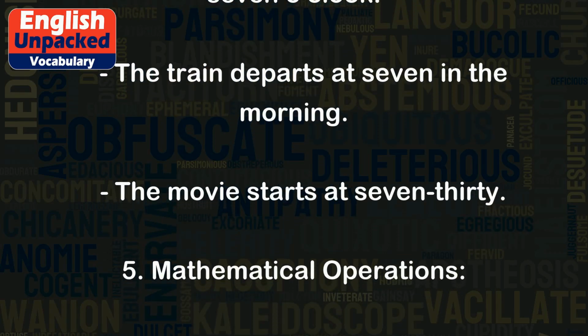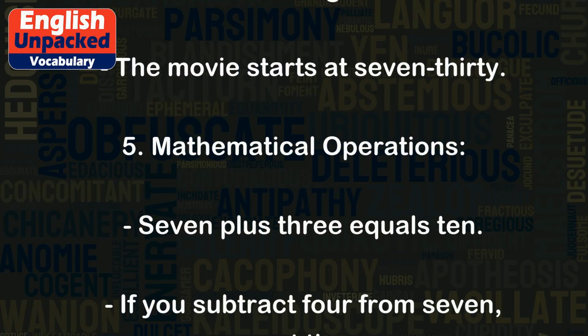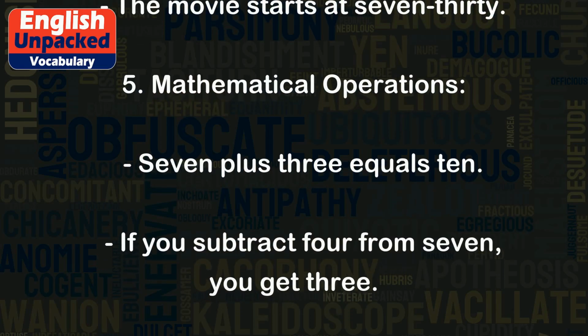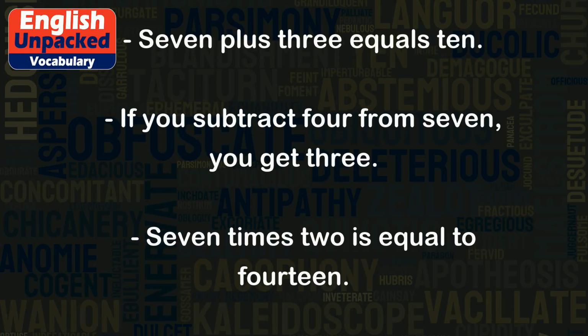5. Mathematical operations. 7 plus 3 equals 10. If you subtract 4 from 7, you get 3. 7 times 2 is equal to 14.